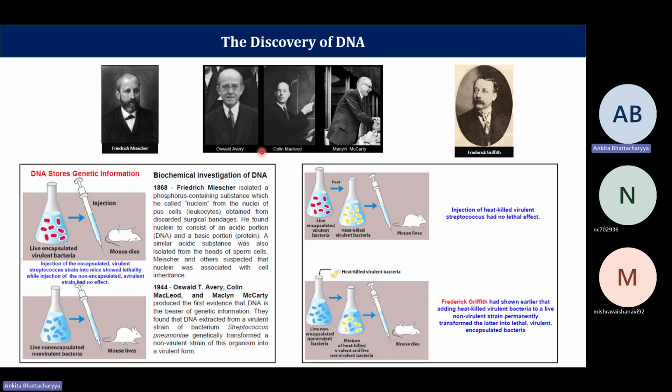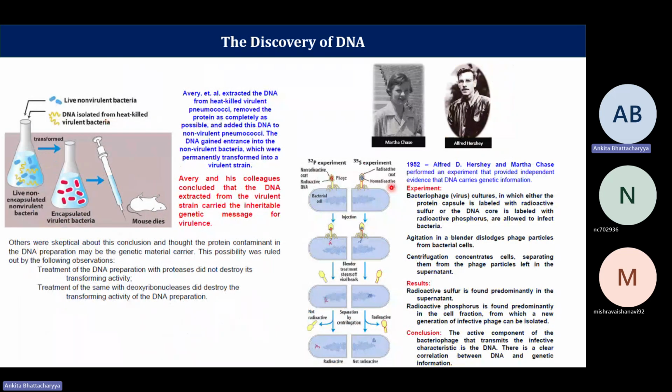So these were the scientists who made this quite remarkable discovery, and this was taken forward by Frederick Griffith as well. Then they extracted DNA from heat-killed pneumococci, removed the protein, and added it to non-virulent pneumococci, and that transformed the non-virulent or non-pathogenic bacteria into pathogenic bacteria, and therefore the information was actually heritable.